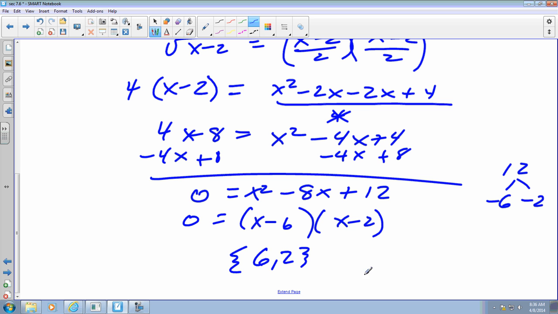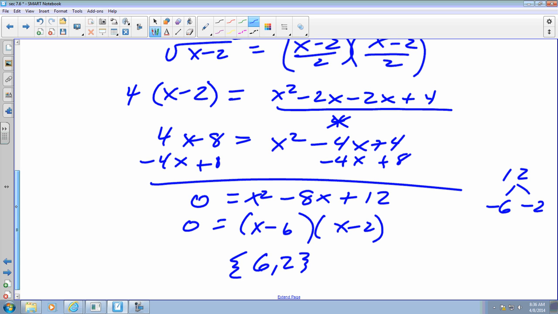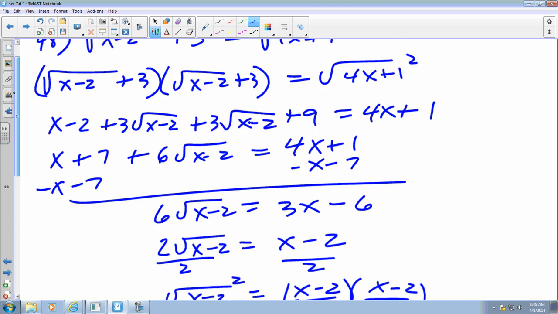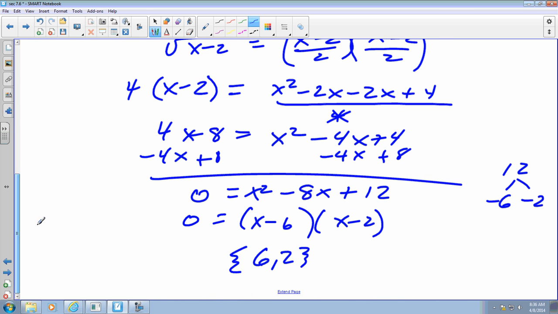And we certainly could check these for extraneous roots. I've already done that, and they both work. So they're both good roots. So no extraneous roots on that one. And let's go to number 49.